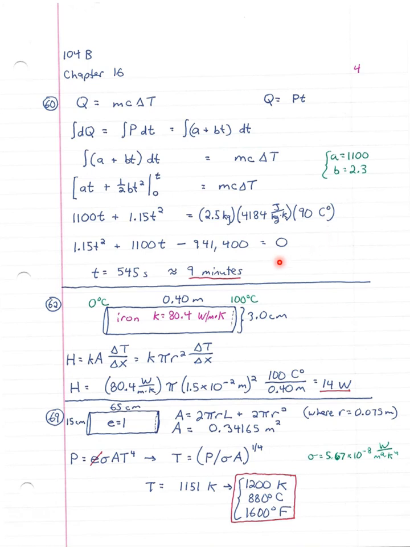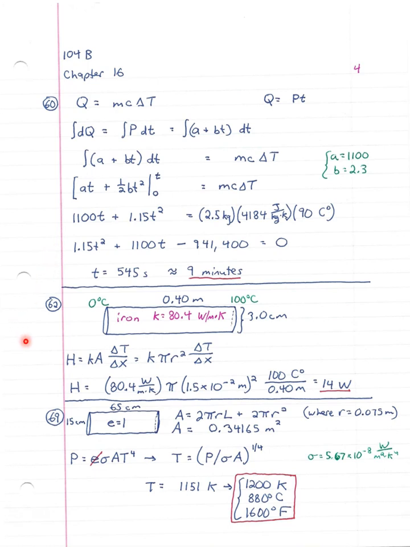And when we simplify all this, and I've changed the order of the variables so it's in standard form, 1.15 T squared plus 1100 T minus 941,400 equals 0. And now we just solve for T. So you can use the quadratic formula for that. I prefer to use a graphing calculator and solve by graphing. But in the end, you should get T equals 545 seconds. It says to round to the nearest minute, and so about 9 minutes.